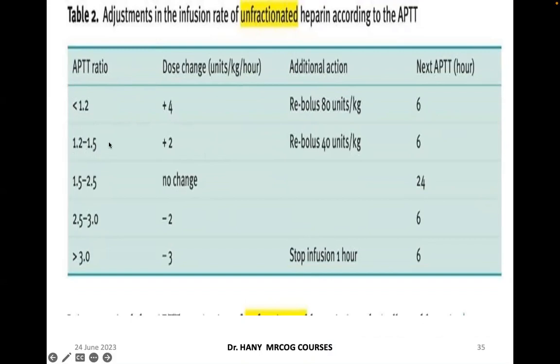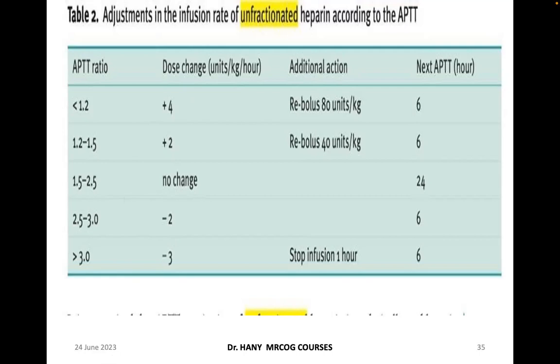If you remember, the aim for the woman is between 1.5 to 2.5, so I will not change the dose. If it is lesser than this, I need to increase the dose. Higher than this means I need to reduce the dose. If the patient is on unfractionated heparin, I need to make the coagulation profile a little bit higher, above 1.5. Above 1.5, so I will continue the same rate.